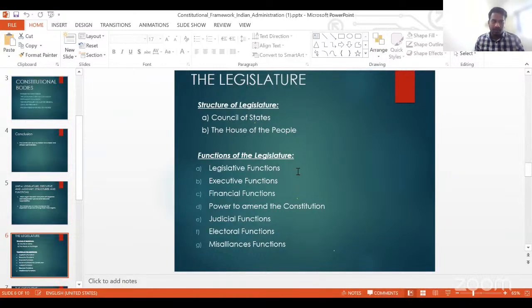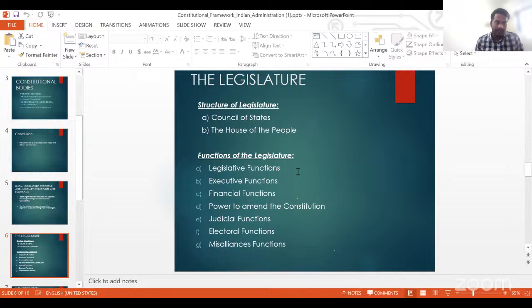Next, coming to House of the People. House of the People means Lok Sabha, or the lower house. Here, the maximum strength is 552. In that, 530 are elected as the representatives of the states of India, 13 are elected through union territories, and 2 were nominated from the Anglo-Indian community. This has been eliminated. Now there is no nomination of 2 Anglo-Indians. It was amended through the 105th Constitutional Amendment Act.